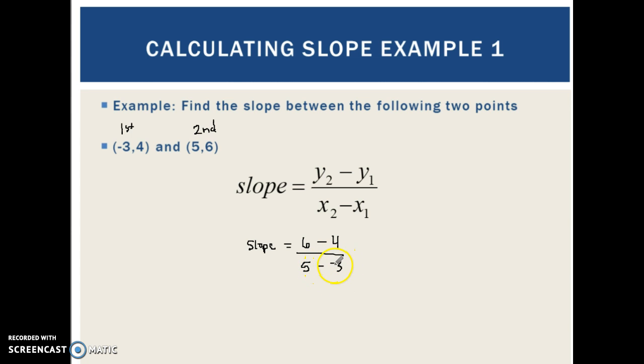Plug in the -3. So now simplifying, 6 minus 4 is 2. 5 minus a -3, that's the same as adding the opposite, so 5 plus a +3, which is 8. And we can reduce this down to 1/4. So the slope of this equation is 1/4.